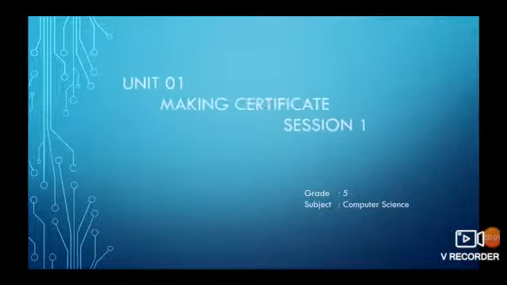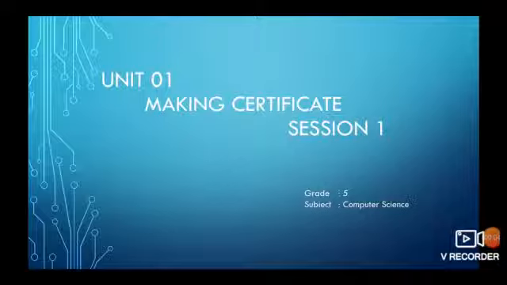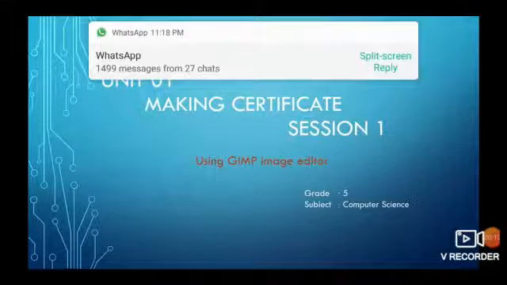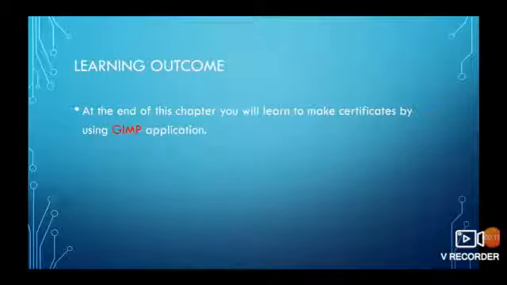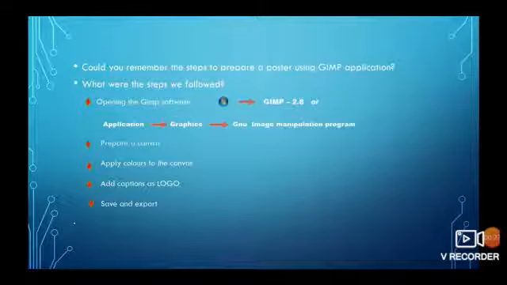Unit 1: Making Certificate by using GIMP Image Editor. We have already learned to make posters using GIMP Image Editor in your 4th standard. At the end of this chapter, you will learn to make certificates by using the GIMP application. Could you remember the steps to prepare a poster using the GIMP application?